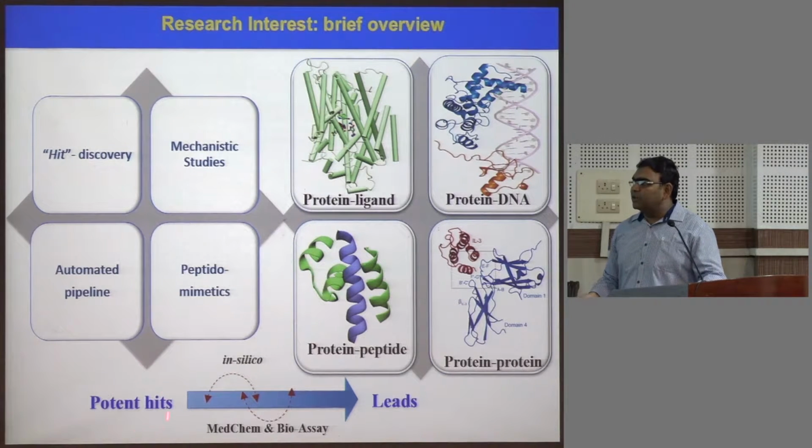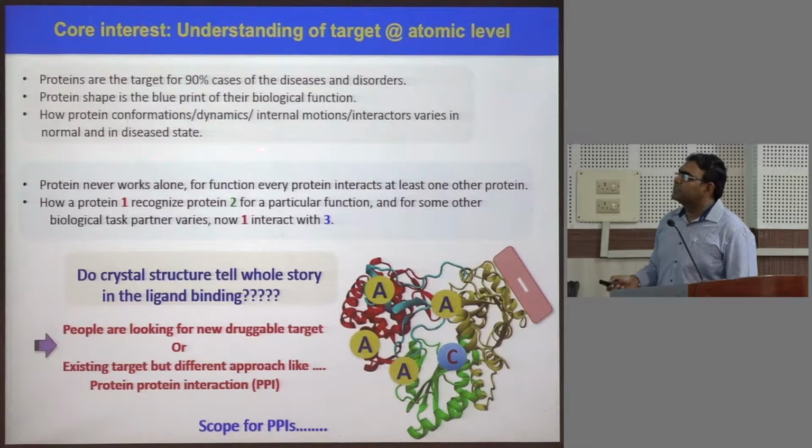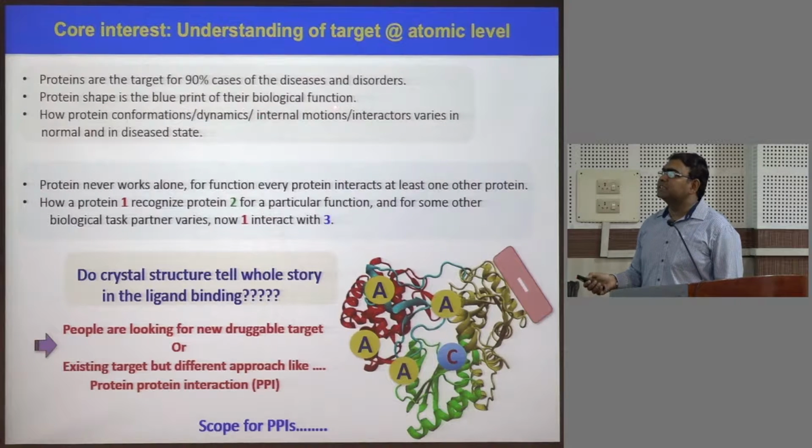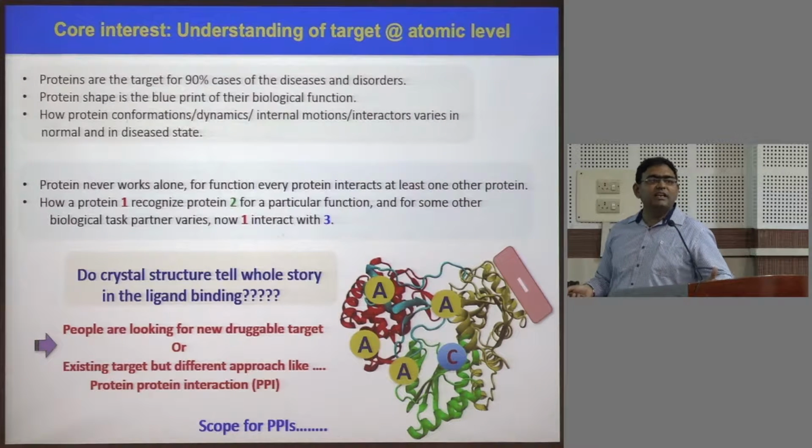When we obtain these potent hits, we use molecular computational strategy. We work with medicinal chemistry and in vitro biological assays to design potent lead molecules which have druggable properties. Basically, my core area of interest is protein because it is involved in 90% of cases of disease and disorders. Protein shape is important; it is a blueprint for all biological functions. The biological functions going on in any case, even in this center or the Northeast which is rich with plant activities, are also governed by proteins and nucleic acids only.